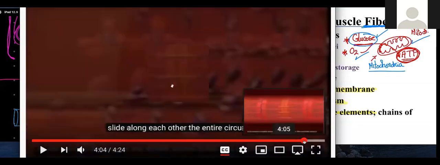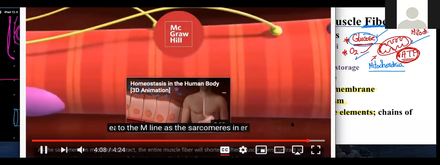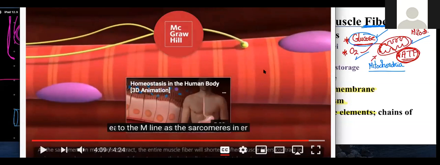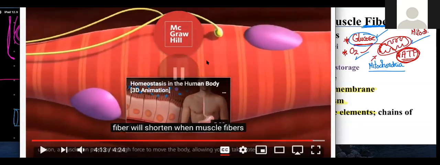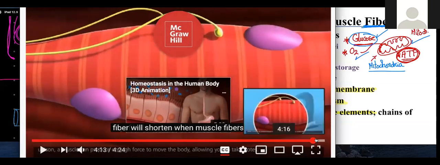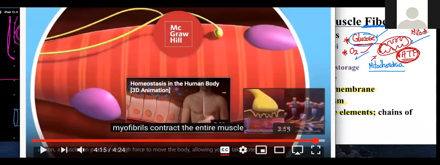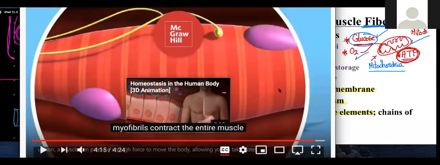So I want you to check on here. If I'm contracting each one of the sarcomeres, if I'm shortening each one of the sarcomeres, check on here what's going to happen to the length of the muscle. Myofibrils contract, the entire muscle fiber shortens. Shortening each one of those will allow the whole muscle fiber to shorten. And if you shorten each one of those muscle fibers, you would be able to contract the muscle, which is essentially formed by muscle fibers.